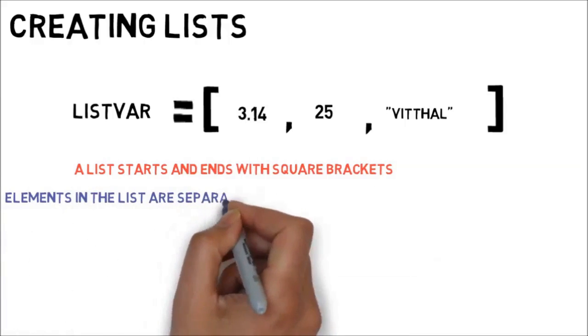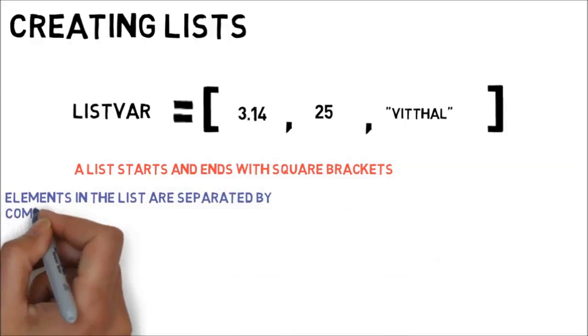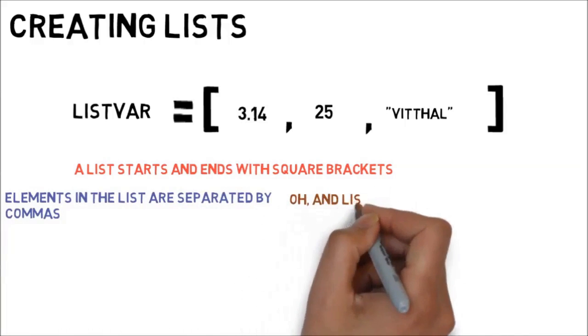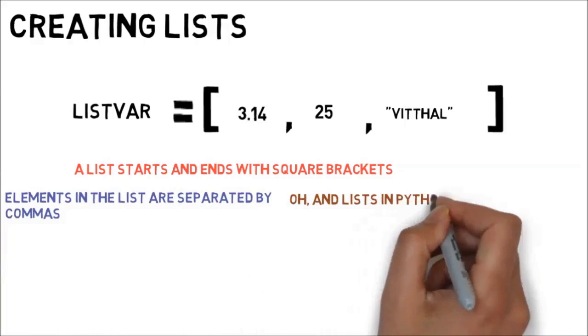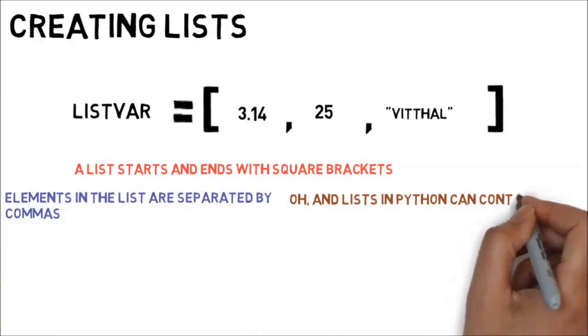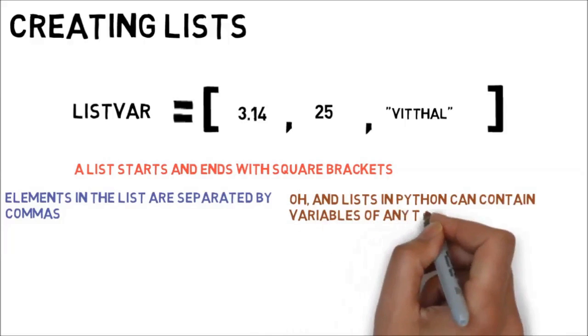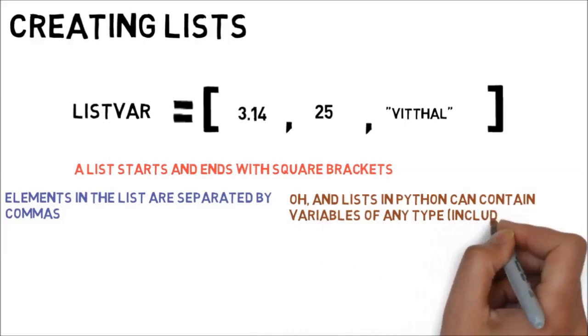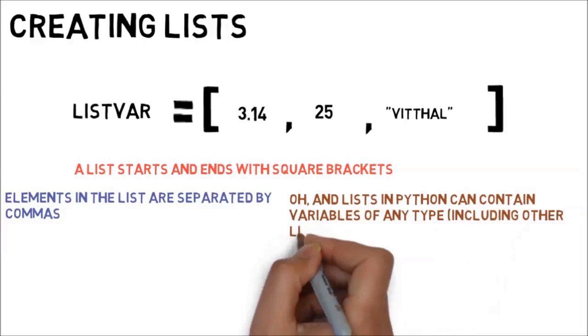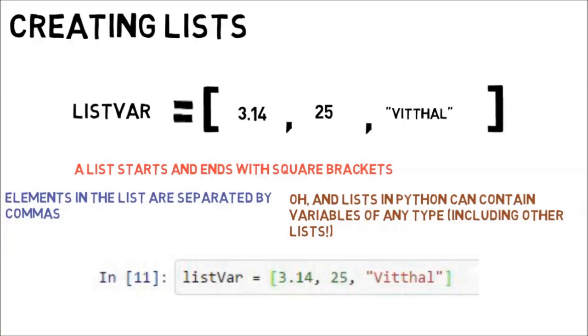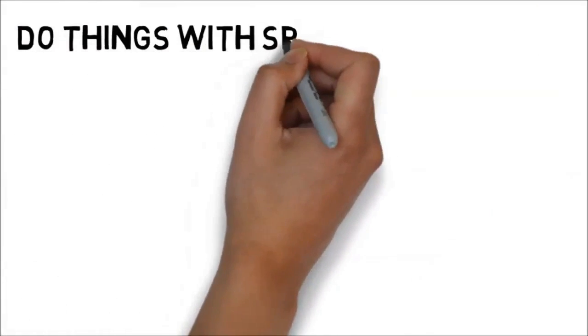So in Python, a list starts and ends with square brackets. Elements in the list are separated by commas, and you can have any type of elements in the same list. You need not have only strings or only numbers in the list. You can combine different types of elements into the same list. You could even have a list of lists. That is a list in which an element is also a list.